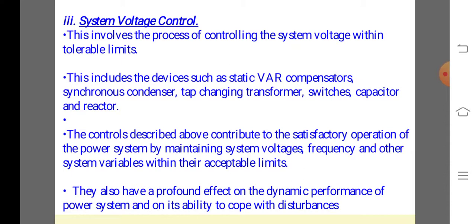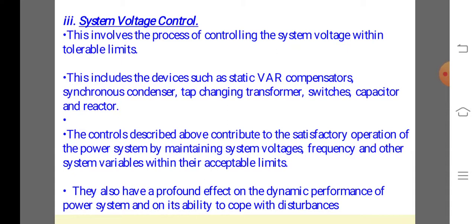Next, system voltage control. This involves the process of controlling the system voltage within tolerable limits. This includes devices such as static VAR compensator, synchronous condenser, tap changing transformer, switches, capacitors and reactors.